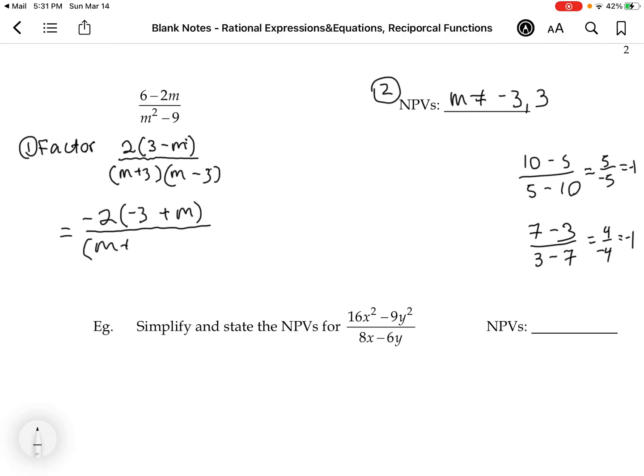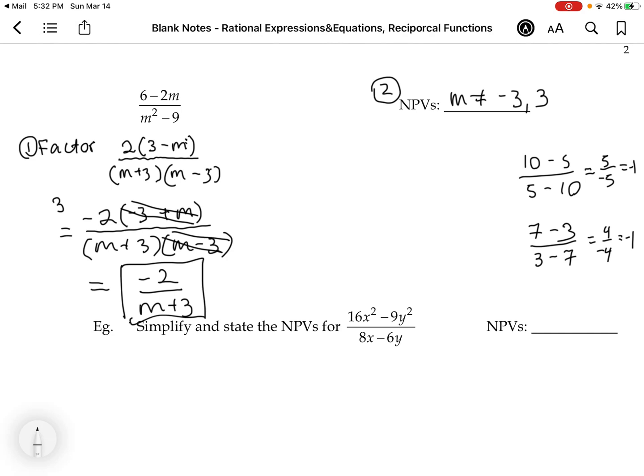And now I have a binomial that's common to the numerator and denominator. -3 plus m is the same as m minus 3 because the terms inside the polynomial are the same. Although they're in the opposite order, the signs in front of each term are consistent, right? The m is positive, the 3 is negative. So these can now be canceled. Okay, and so this simplified is -2 over m plus 3.